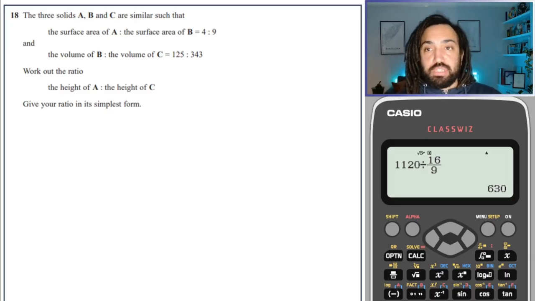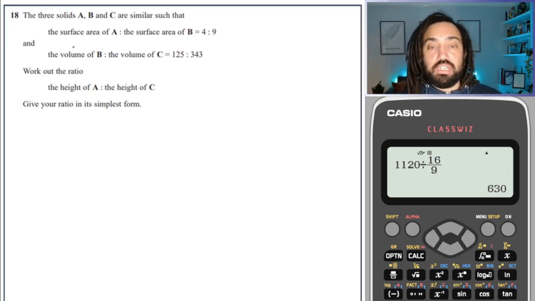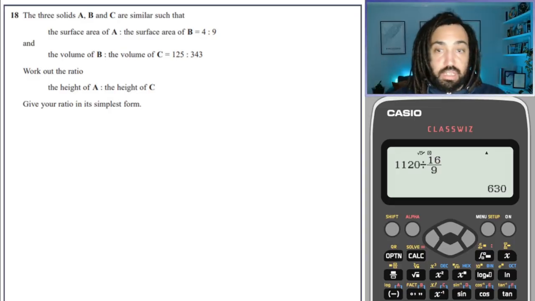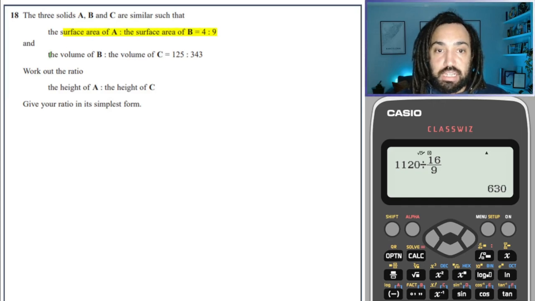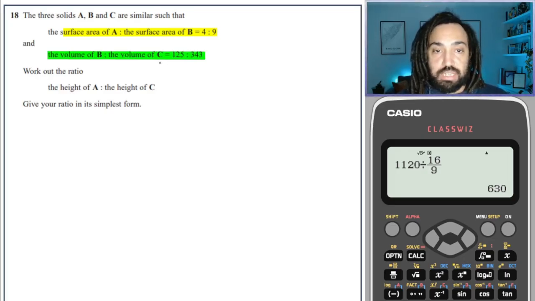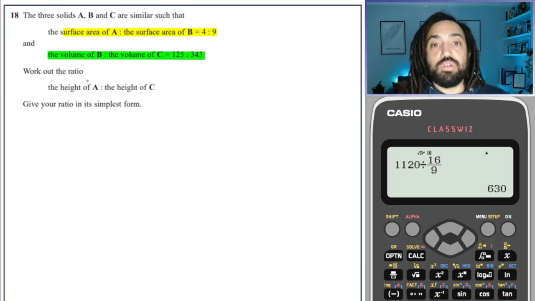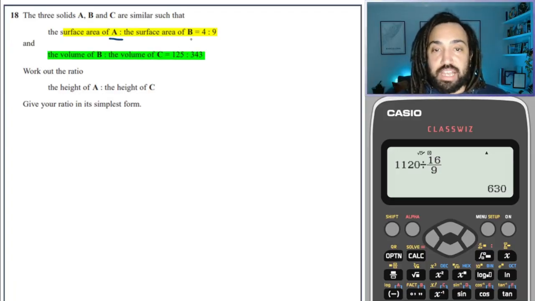Okay, another ratio question. I always find these ones much harder than just the standard. Okay, so these are tricky, but we can do this. So surface area is this ratio, and the volume is that ratio. Work out the ratio of the height. Oh, sorry, fine. AB and BC. Okay, right.